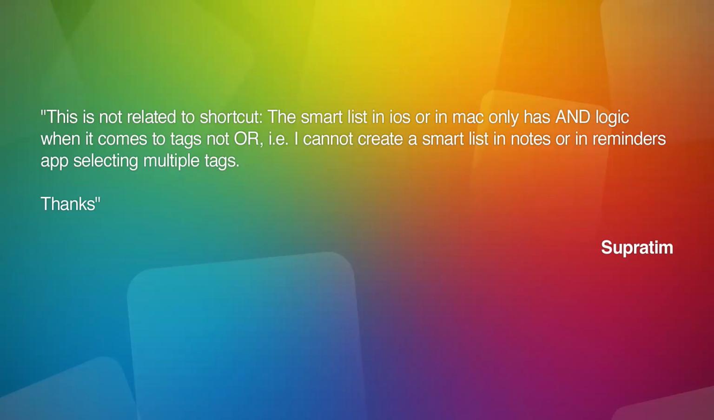All right. Next, we have our feedback segment, the part of the show where we answer feedback. So this first part is from Supratim as well, last one. It says, the smart list in iOS or Mac only has and logic when it comes to tags, not or logic. I cannot create a smart list in Notes or in the Reminders app selecting multiple tags. Again, these are observations that Supratim has made in trying to create different things, and this is an observation of a limitation.